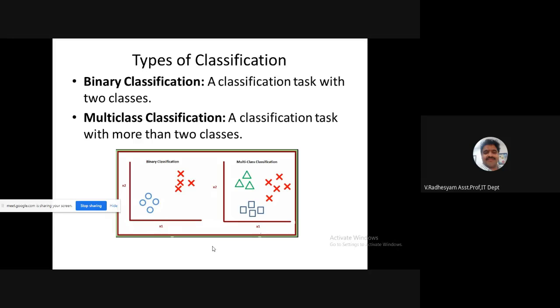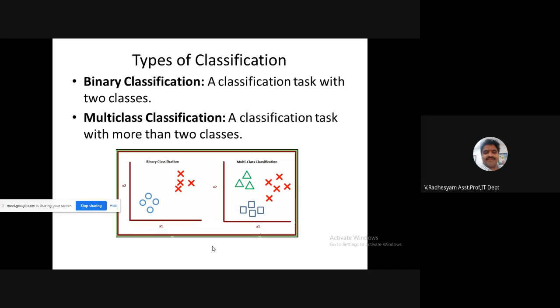There are basically two types of classification. Simple: if you want to classify male images and female images, the difference between male and female. There are so many emails. You want to classify some emails as spam and some as non-spam, normal emails. Likewise, if you want to split all these two cases, how many classes are there? Two classes, male and female. That is called binary classification.